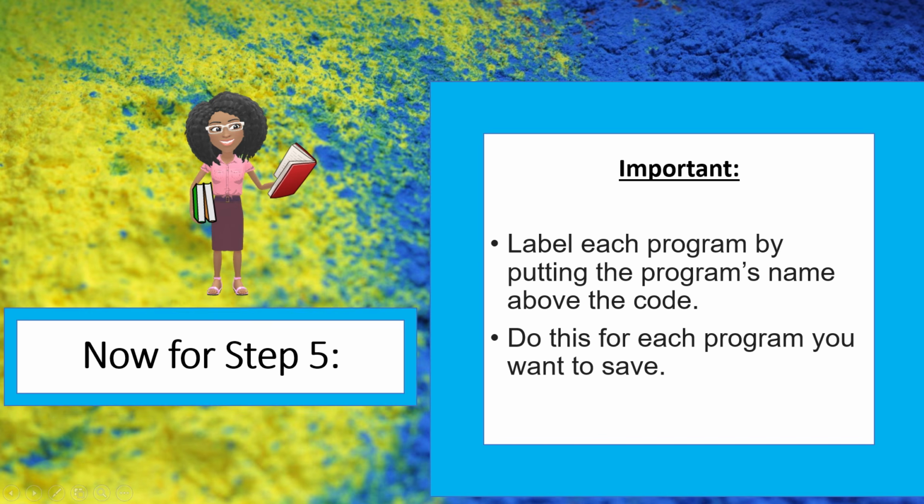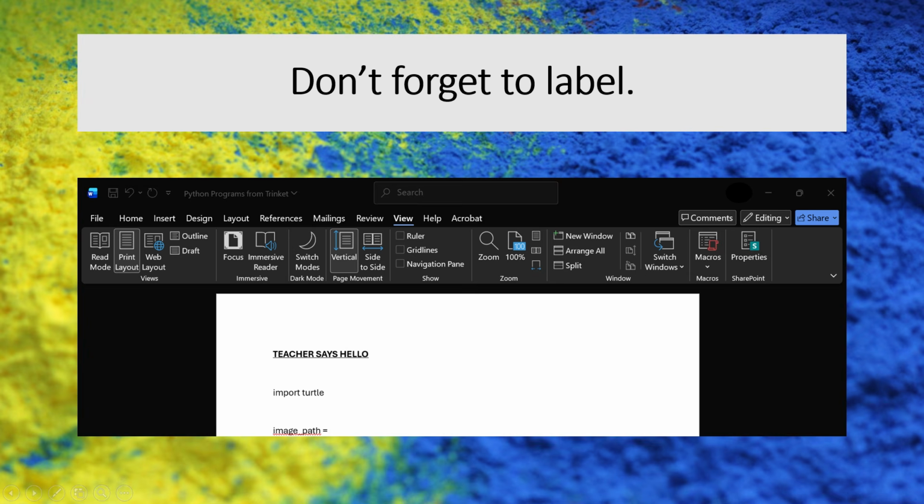Now for step 5, we're almost done. Label each program by putting the program's name above the code. Do this for each program you want to save. The labels will come in handy later, so don't forget them.